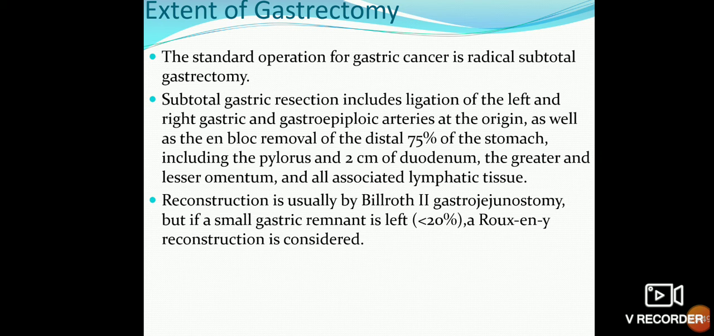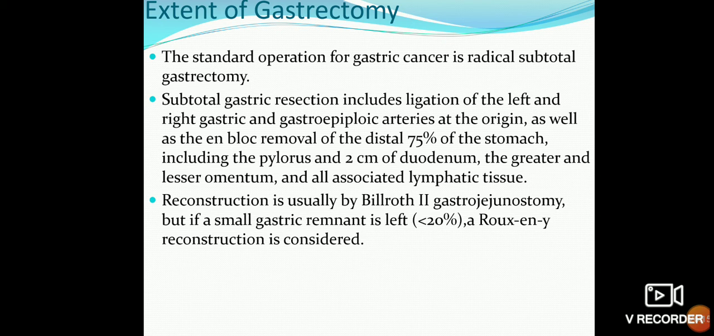Extent of gastrectomy. The standard operation for gastric cancer is radical subtotal gastrectomy. Subtotal gastrectomy resection includes ligation of the left and right gastric and gastroepiploic arteries at the origin, as well as en-bloc removal of the distal 75% of the stomach, including the pylorus and 2 cm of duodenum, the greater and lesser omentum, and all associated lymphatic tissue in the perigastric region.